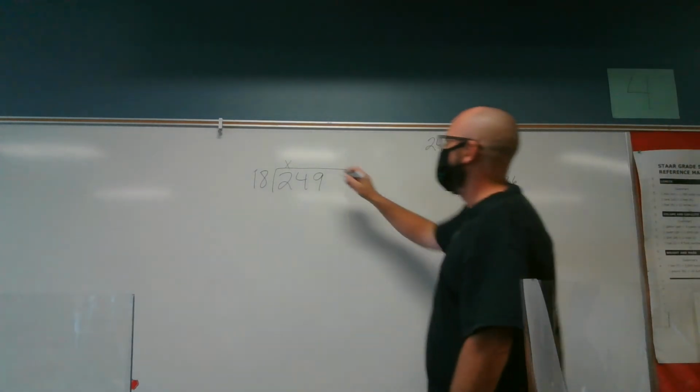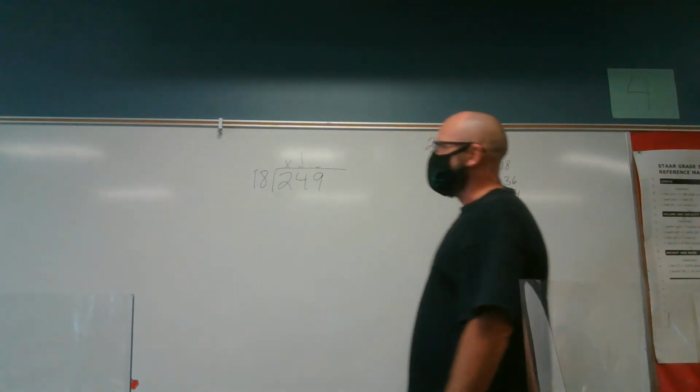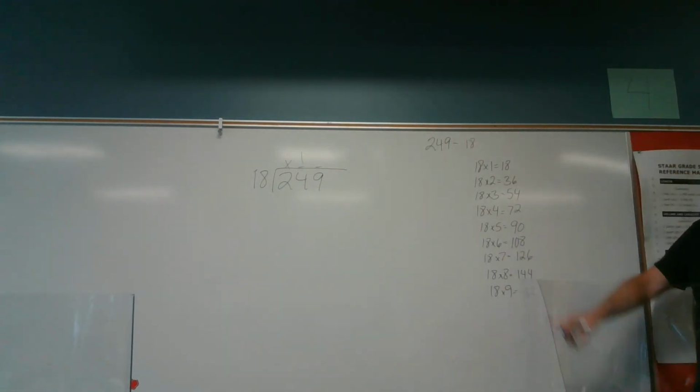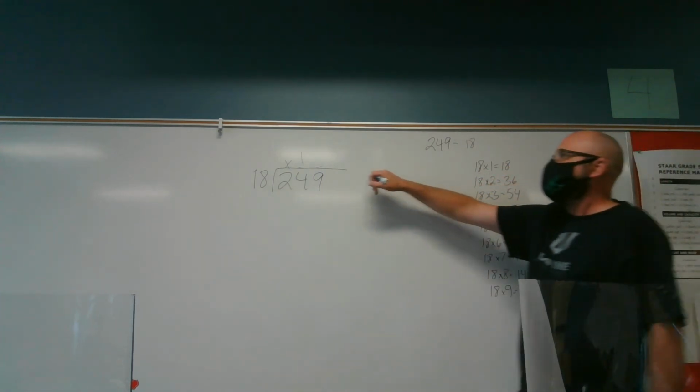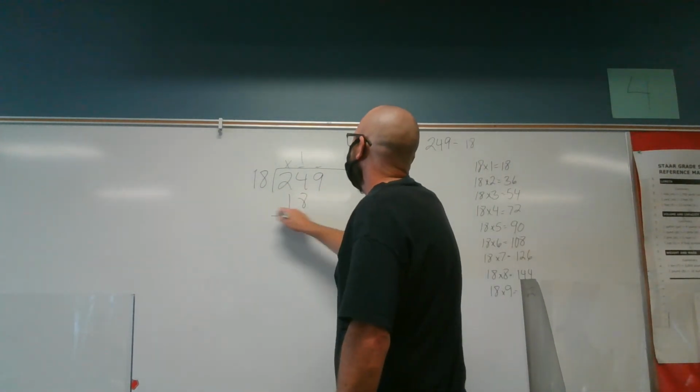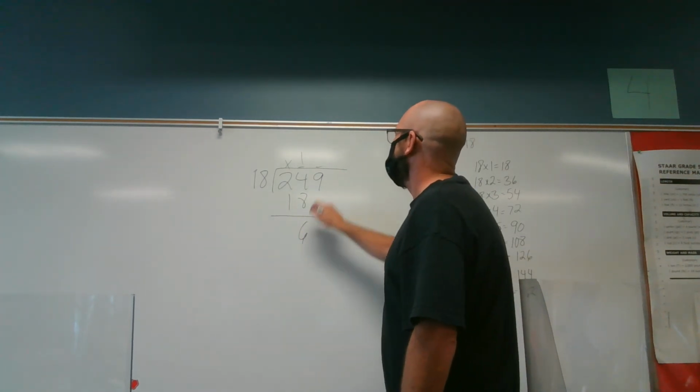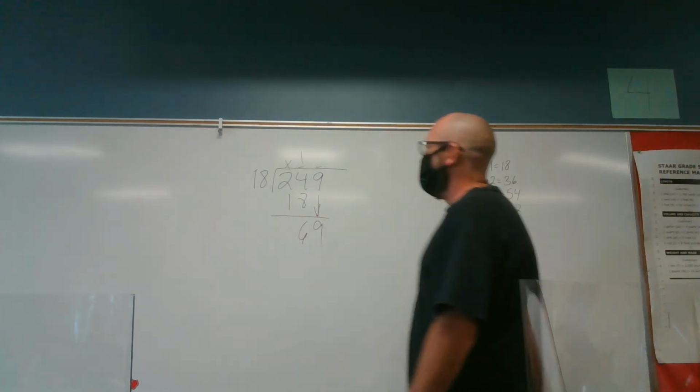I'm going to have a 2-digit quotient. I go back because I don't know what 18 times 1 is. Oh, look, 18 times 1 is 18. I subtract and I get 6. Bring down the 9.